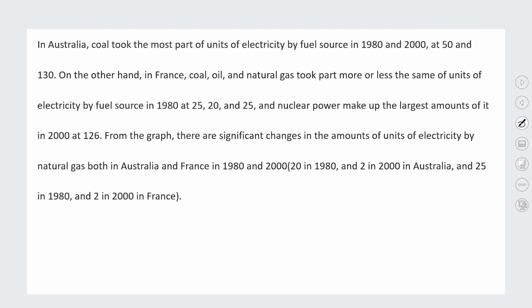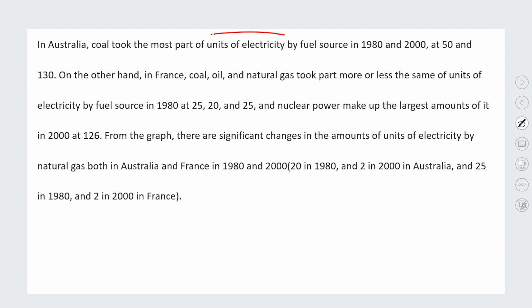So when we look at the second part, this is where you're supposed to give me more of the detail and explain a little bit more. "So in Australia, coal took the most part of units of electricity by fuel source in 1980 and 2000, at 50 and 130. On the other hand, in France, coal, oil, and natural gas took part more or less of the same units of electricity."